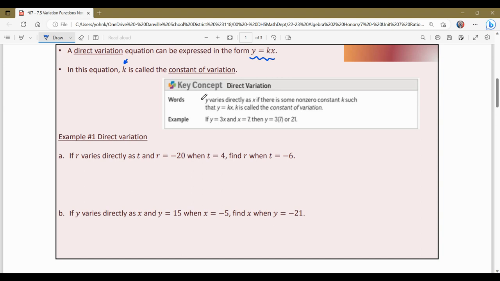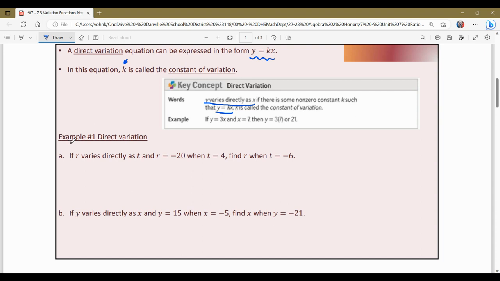So the wording on these problems is going to look like this. y varies directly as x if there is some non-zero constant k, such that y equals kx, and k is called the constant of variation. So we have the phrase y varies directly as x, and that's the equation y equals kx.